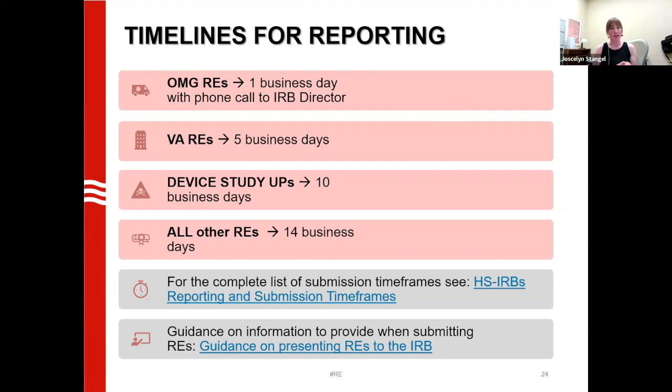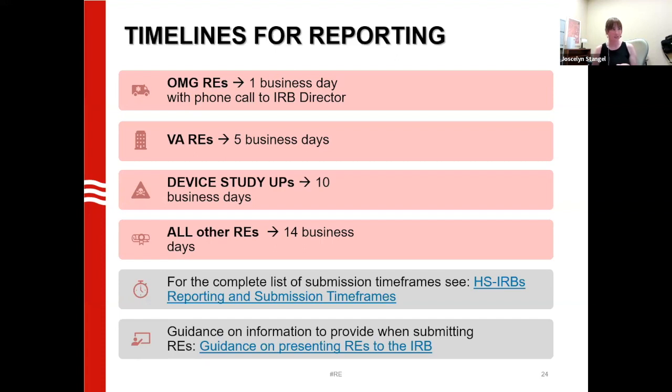If you're doing VA research, the reporting requirements, so the types of things you report, are all the same, but you have to report within 5 days for VA studies. As Jesse noted, there are some specific things with the device regulations, so potential UPs for device studies, you have to submit those within 10 business days. And then for everything else, you have to report within 14 business days.